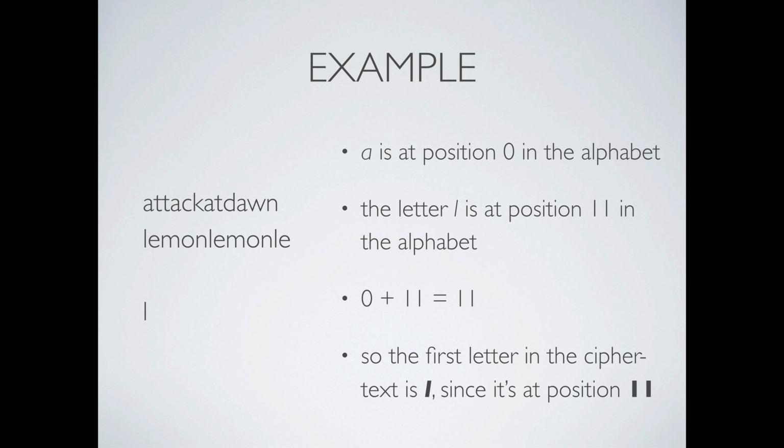So you line up these characters, you match them up together, and to do the cipher, first you look up the position of the first character in the plaintext. In this case, we're going to look up the position of the character A, right? And A is at position 0 in the alphabet, because it's the first letter. Then we also look up the position of the associated character in the key, right?